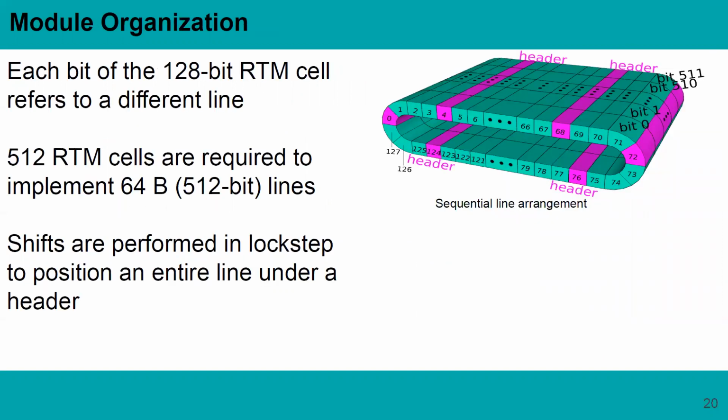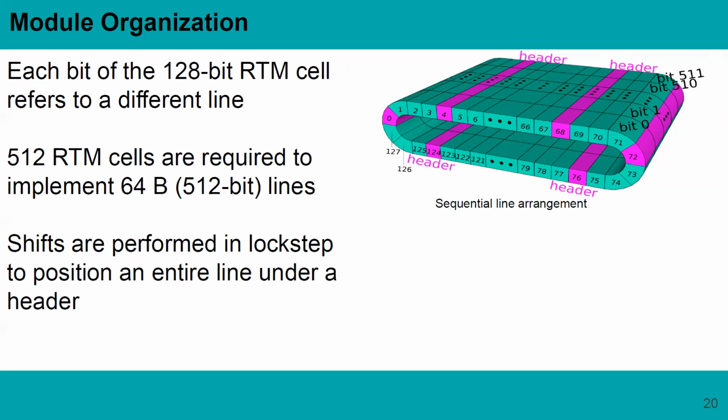Multiple cells can be used to implement FTC modules. In this way, each bit of the proposed cell refers to a different cache line. Taking into account that lines occupy 64 bytes, 512 cells are necessary to implement a module consisting of 128 lines. Notice too that in order to access all the 512 bits of a line simultaneously, shifts in every cell are performed in lockstep. The figure on the right shows how lines can be arranged in a module.